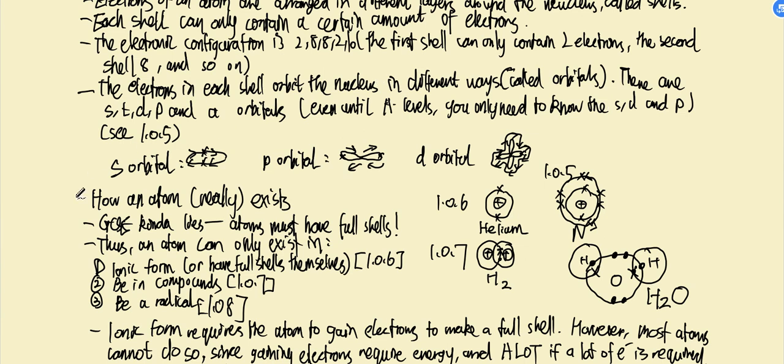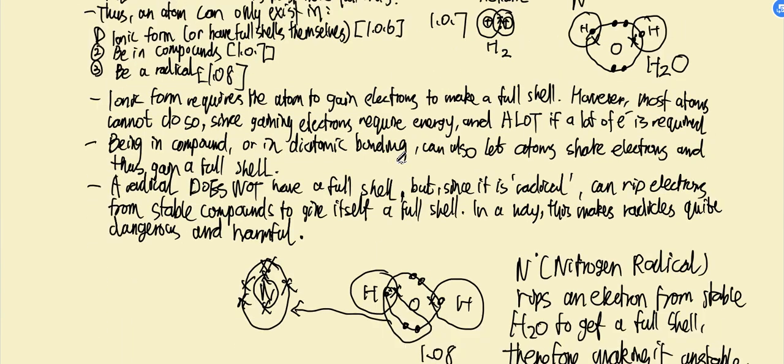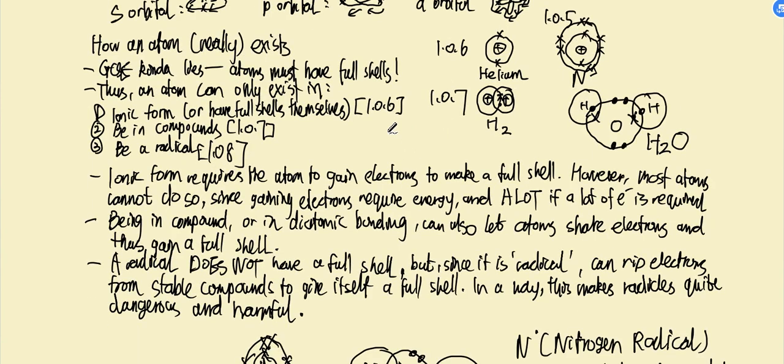Okay, so how an atom really exists is our last point. So GCSE kind of lies, and history and everything you've learned before about atoms, how it exists, most of it's a lie. They don't just exist in what you're supposed to exist. What GCSE tells you: 1, they just have neutral charge. 2, they have ions. 3, they are combined with others. But actually, the first can't exist, and part of the second can't exist.